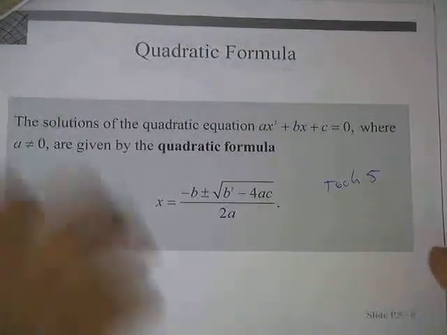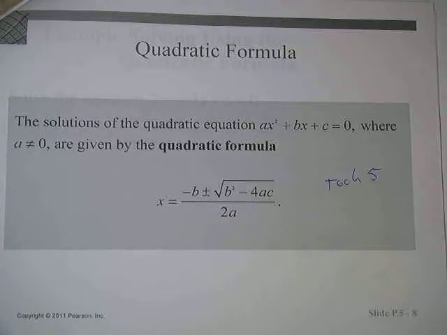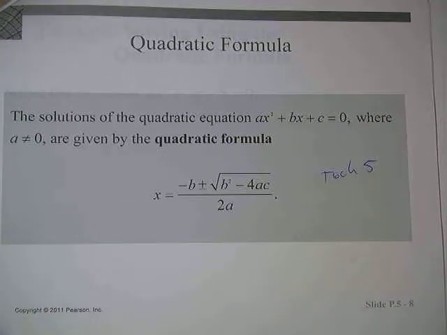Okay, the fifth technique is to use the quadratic formula. One of the best parts about technique number 5 is that you can use the quadratic formula with any quadratic equation. The zero factor property only works if you can factor it. We know that there's plenty of quadratic equations that you can't factor, and so therefore factoring doesn't work.